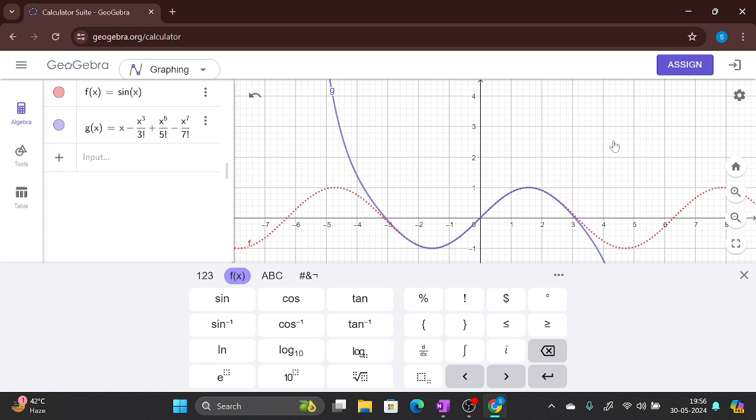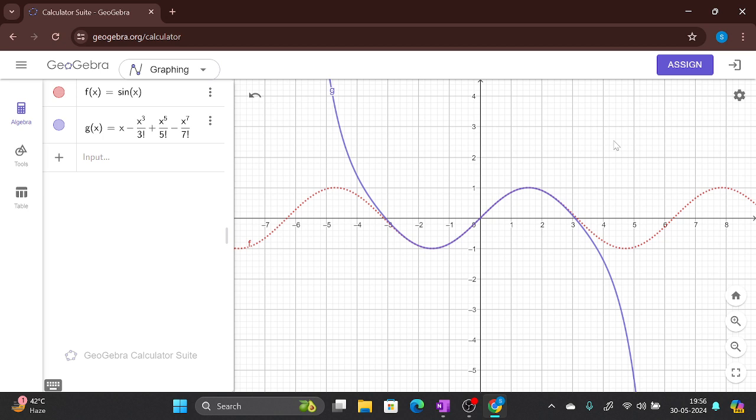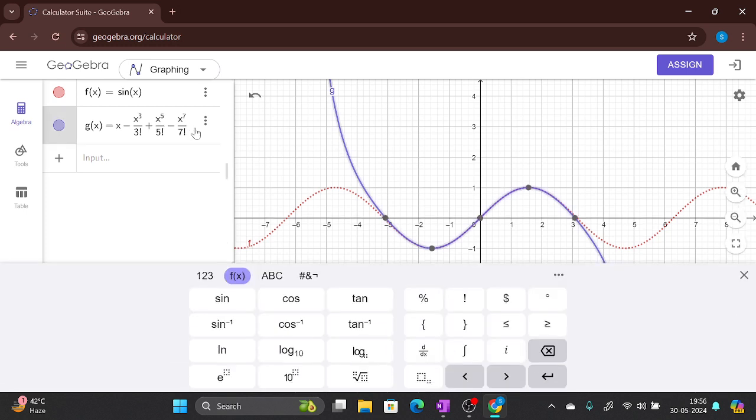So look at here. Right now, if you look at here, everyone, very correctly, this blue graph is basically trying to match with the graph of sin x. So this is a very beautiful explanation of this infinite series. If you keep on adding, you will see this graph is trying to follow the graph of sin x. X to the power 9 divided by 9 factorial.